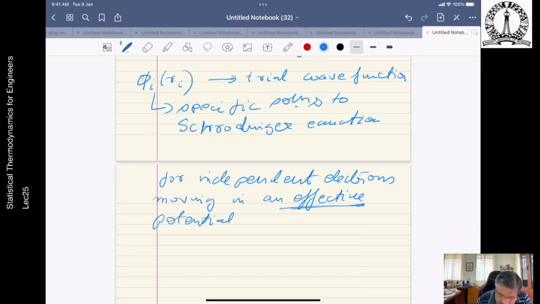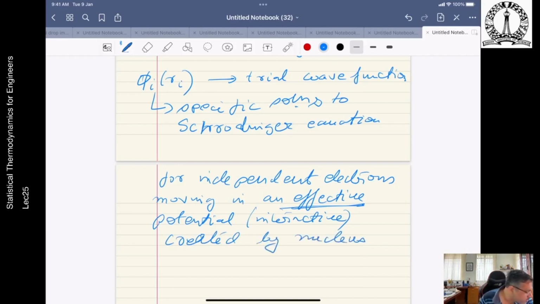Which is interactive in nature, basically an interactive potential created by the nuclei and electrons, right? So the final solution is obtained by iteratively guessing the values of these above parameters and so on until you get a convergence.